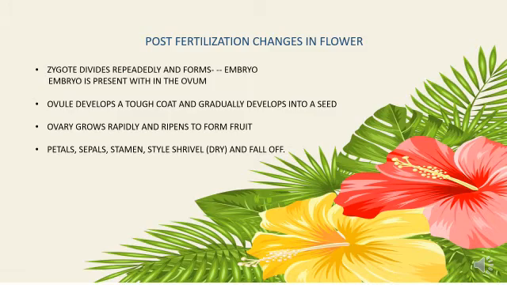In the meantime, the petals, sepals, stamen, style, stigma, everything will dry, shrivel and fall off. But in a few fruits, the sepals and the petals will remain for a long time, persistent. So, we will see in which plants, in which fruits.